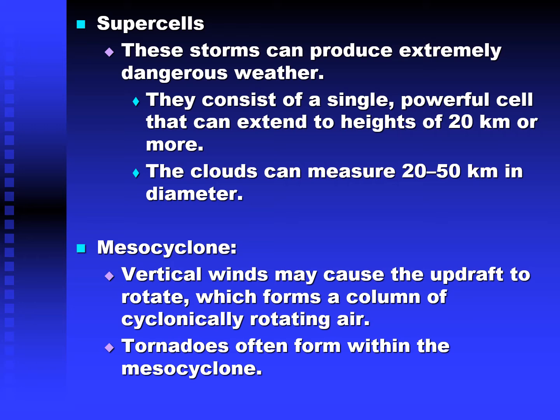So the mesocyclone. Again, a mesocyclone is basically a rotating updraft, and this has to do with vertical winds. So you have updrafts and downdrafts within your thunderstorms, and particularly within your supercell thunderstorms. And this can cause the updrafts to rotate. So tornadoes will often form within the mesocyclone and then touch down at the surface. There are other means by which tornadoes can form, and we will get to that on a later slide.